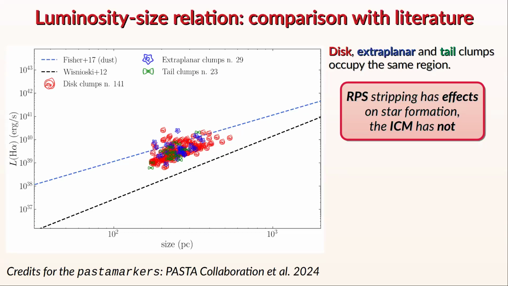And the interesting thing is that this luminosity-size relation for the H-alpha clumps shows that all the clumps are occupying the same region. The tail clumps, which are in green, are not different from the other clumps. And this is very peculiar, let's say not expected in principle, because these are clumps that are formed from stripped gas, far away from the disk, embedded in the ICM, but still their properties are very similar to the clumps that are still in the disk.